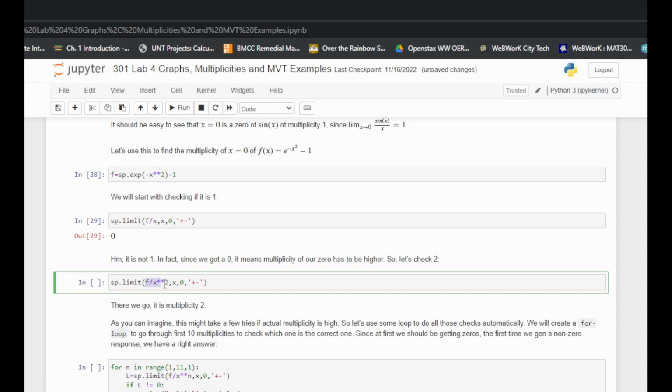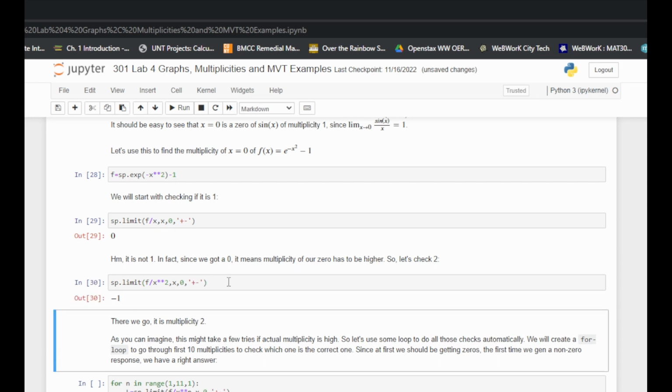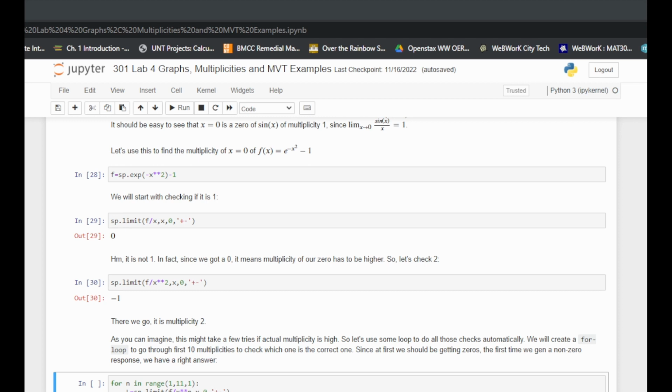So now I take the same limit, but I have f divided by x squared. In this case, the limit equals minus 1. So it exists and it does not equal 0. And therefore, x equals 0 is a 0 of my function with multiplicity 2. As you can imagine, this may take a few tries.